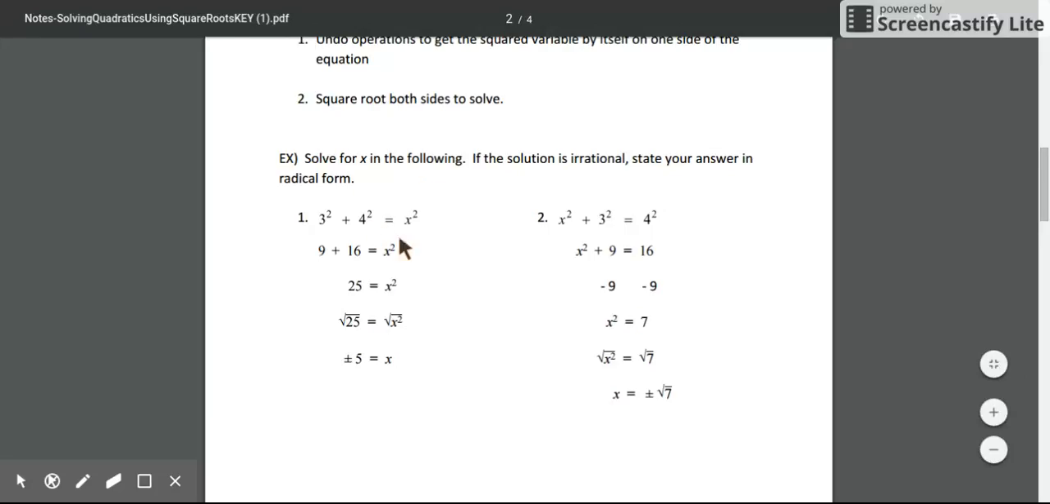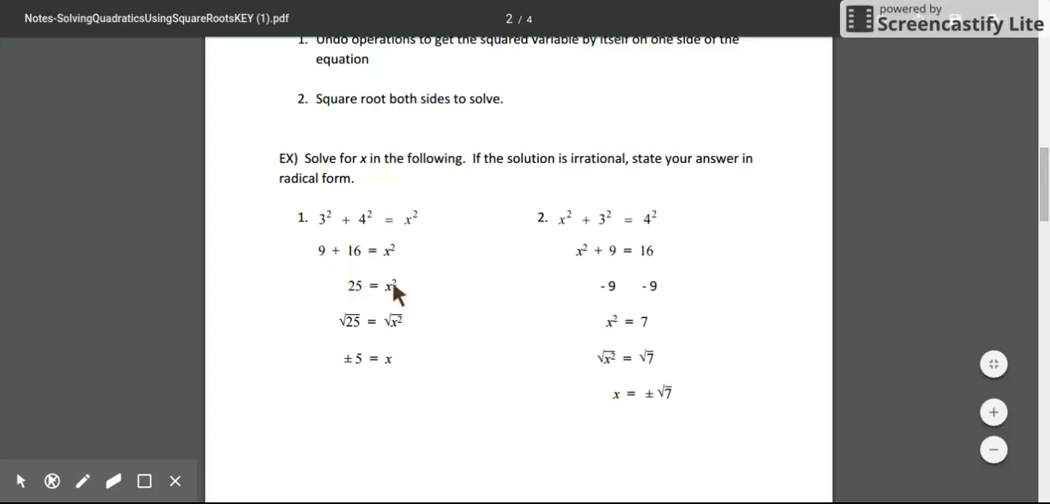So in some upcoming videos, we're going to be solving Pythagorean theorem problems, and we're going to see equations that look very similar to this. So we've got to be able to solve them. PEMDAS says that we need to simplify exponents before we do anything like addition or subtraction. So I'm going to square 3 and get 9. I'm going to square 4 and get 16. Now I can combine those and get 25.